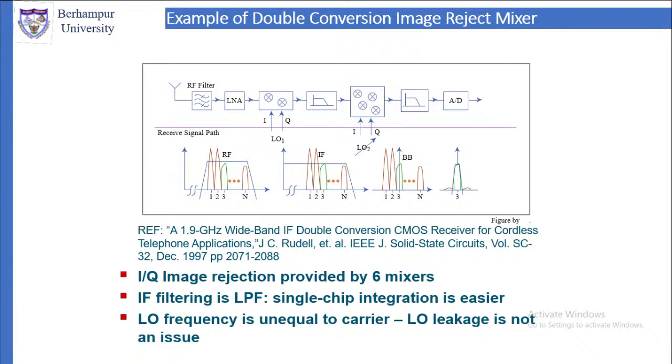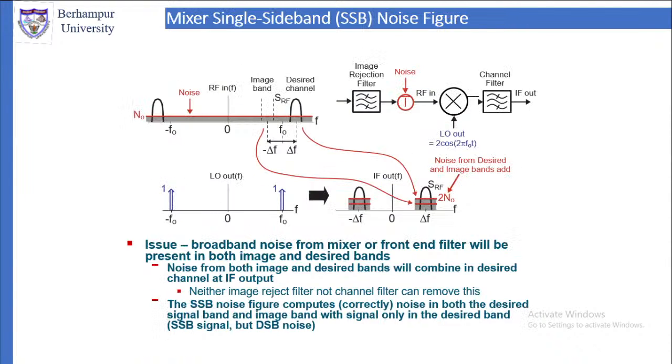This is an example of a double conversion image reject figure. You don't require this, forget this. We don't require the reference circuit now because your exam is there. Forget this one.